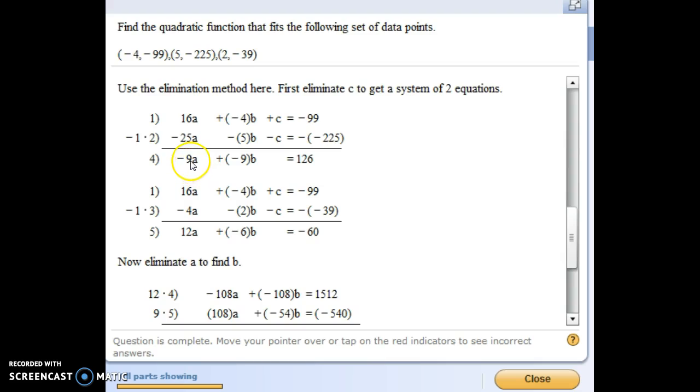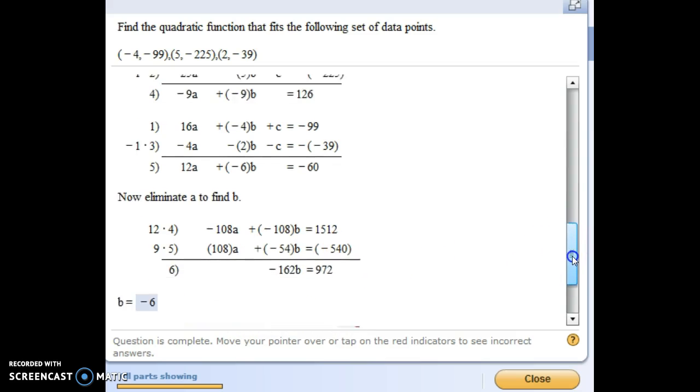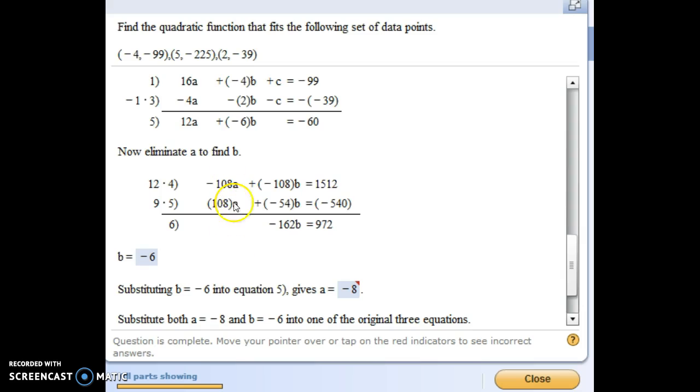So I need to find something that 9 and 12 both go into. I'll just use 9 times 12. So they both go into the number 108 because that's 9 times 12. So if I multiply everything in this equation by a 12, I'll get minus 108a, minus 108b, and then 1512. And I need to change this to a 108. So multiply everything here by 9, and I'll get these values here. So now when I add those 2 equations together, the a's are gone.